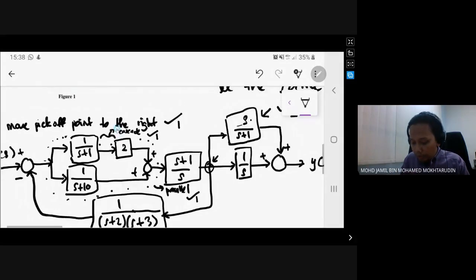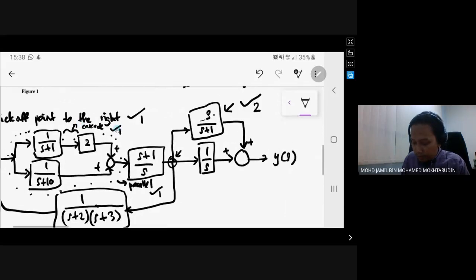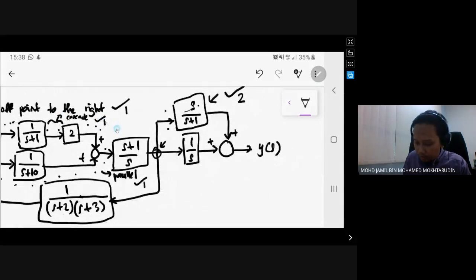Okay, so here you have cascade and parallel, and also these two here are also parallel.